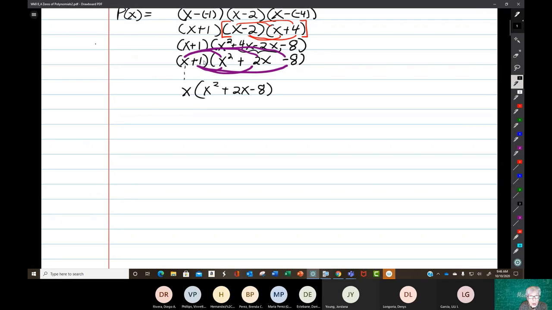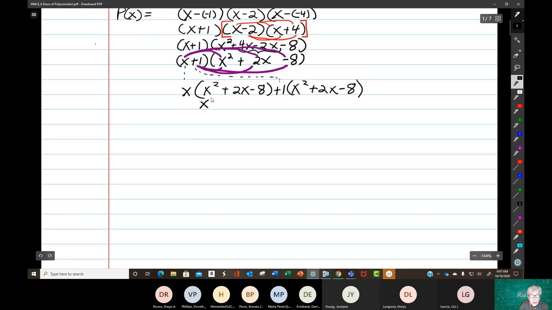And then take the plus 1, so I'll make a little dashed line going over here, plus 1 times x squared plus 2x minus 8. See, this way you're doing the same thing. The x is going to go to the x squared, to the 2x, and to the minus 8. But you can actually see your steps in front of you if you do it this way. So I'm going to do it that way.